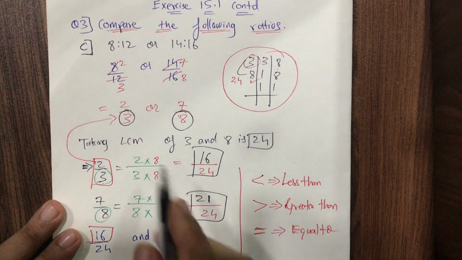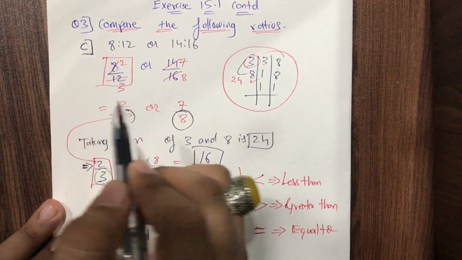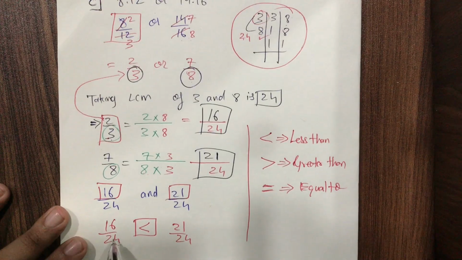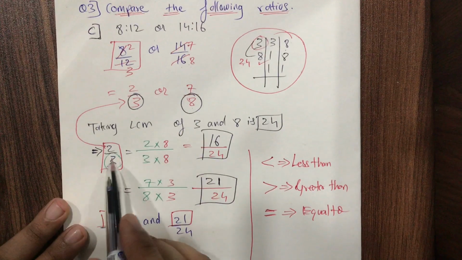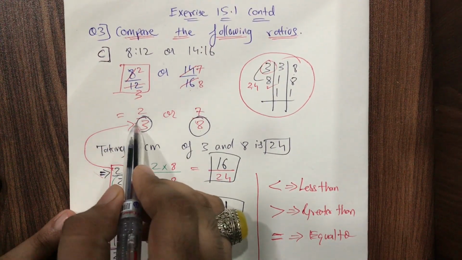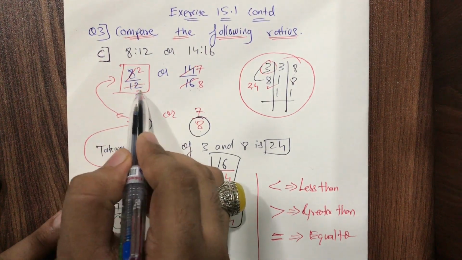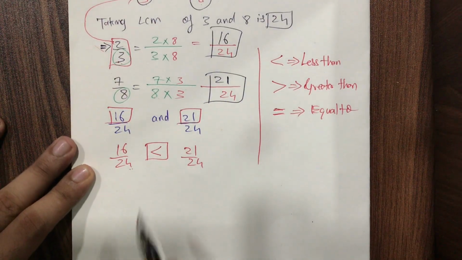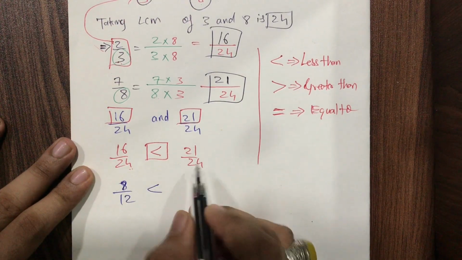No, actually we obtained 2 upon 3 from here, 8 upon 12. 8 upon 12 was our original question. So please understand, you will not write 16 upon 24. You will see from where you obtained 16 upon 24. You obtained 16 upon 24 from 2 upon 3, and 2 upon 3 you obtained from here, and it came from 8 upon 12. Okay, so 8 upon 12 we will write in the place of 16 upon 24. So I'll write here 8 upon 12 is less than 21 upon 24.